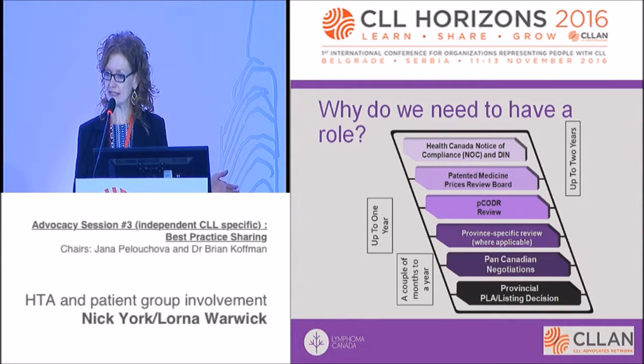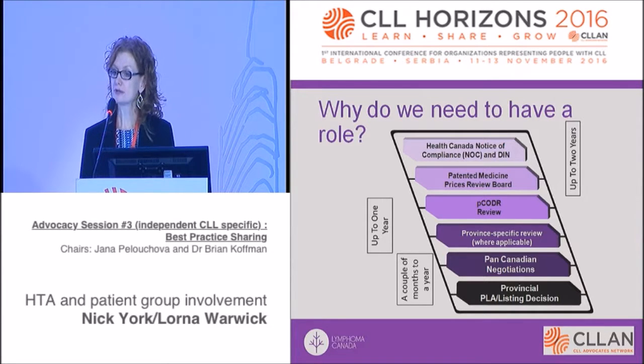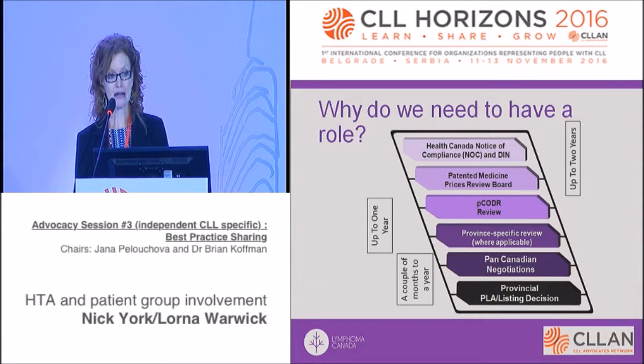pCODR, even though that's where we have most of the input from a patient organization, purely makes recommendations. At the end of the day, they don't actually decide whether or not the drug is approved, okay? But then it'll go to the provinces. Canada is quite a big country, size-wise, with 10 provinces and 3 territories, and each of them has a role to play in deciding what they're going to pay for within their own geographic area, okay?